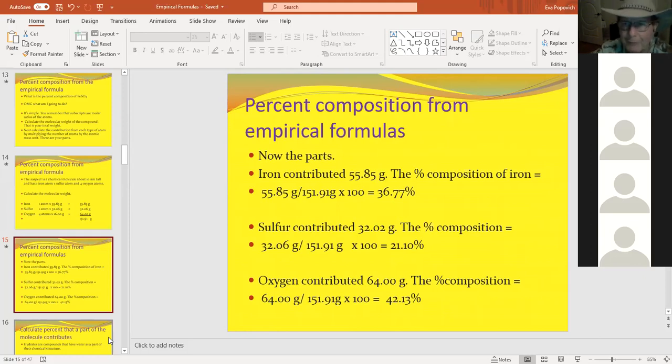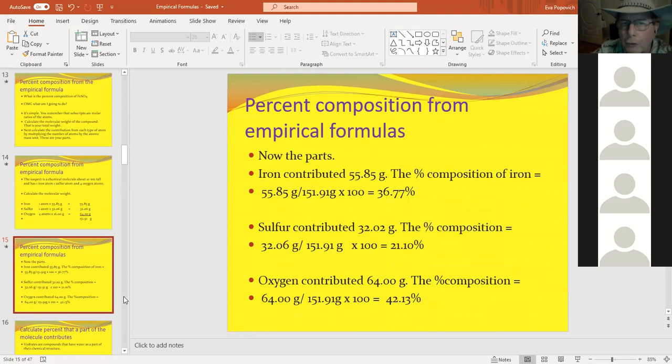The beauty of this is, if I have an empirical formula, I now know what the percent composition is. So if I say there are 20 grams of iron sulfate, can you now tell me how many grams of that is iron? Yes. How, Blake? I would do 0.3677, so I'd move the decimal over, but you basically just multiply it by the percent. Yes, exactly. You're exactly right.